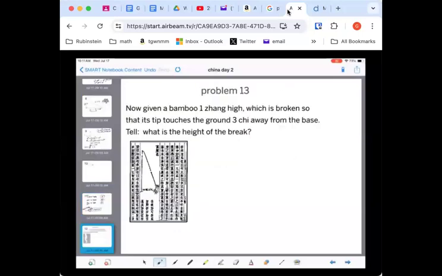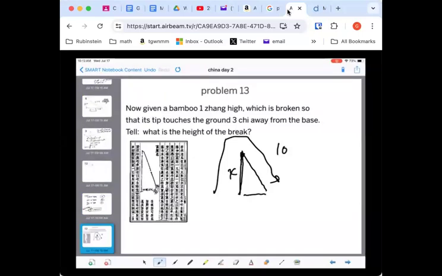Now let's look at problem 13. This one we did yesterday. I just want to kind of show you it again. So here's the picture. The bamboo was cut and it was 10. I'll go like that. That's 10. That's the sum of the before it got broken.